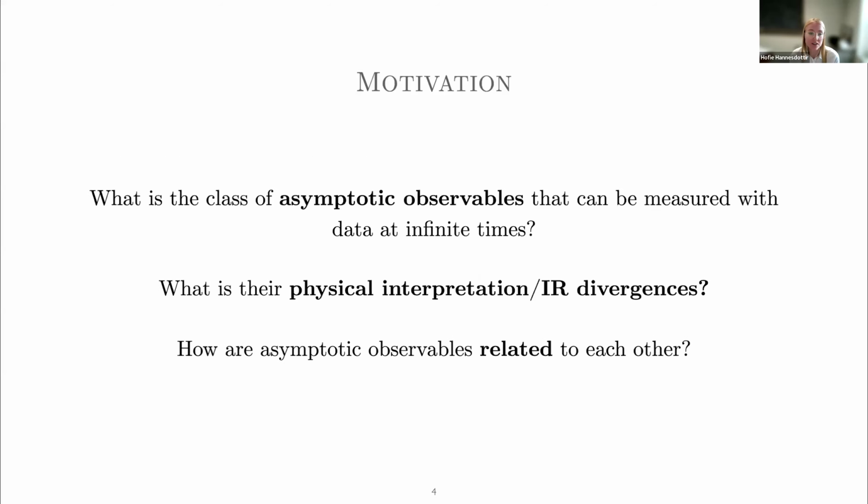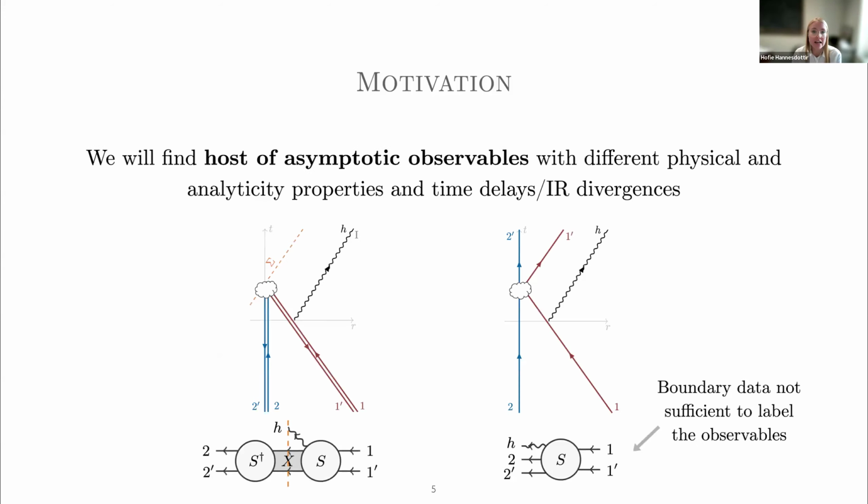So let me elaborate on that. The questions that we're going to ask is, first, what is the class of asymptotic observables that can be measured using only data at infinite times? And second, what is their physical interpretation and what are their IR divergences? And third, how are asymptotic observables related to each other? And what we will find at the end of the talk is that we will have found a host of asymptotic observables, and they will have different physical and analyticity properties, and they'll also have different time delays or IR divergences.